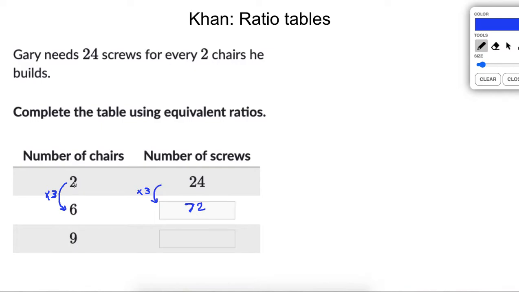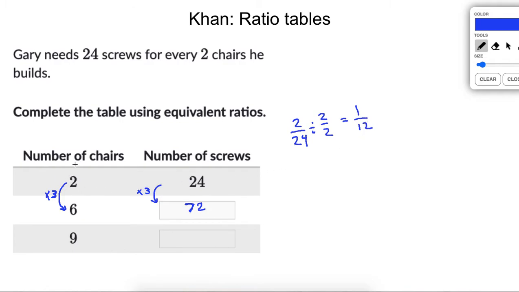But then we look at this one. 2 doesn't go into 9, so that causes a problem. So what you're going to have to do on a lot of these is simplify the ratio they give you. These are both evens, so we can divide them by 2. So we're going to divide them by 2 over 2. We end up with 1, because 2 divided by 2 is 1, and 24 divided by 2 is 12. So basically what this tells us is he uses 12 screws for 1 chair.